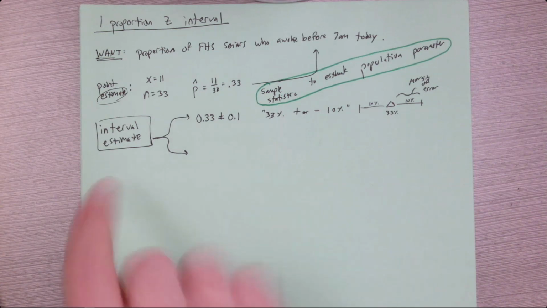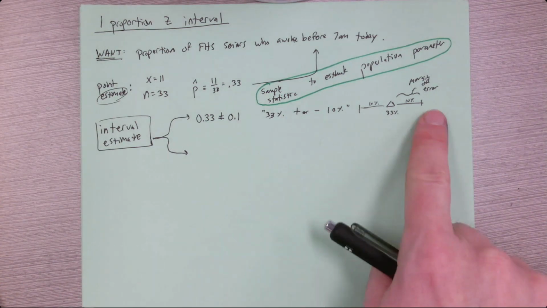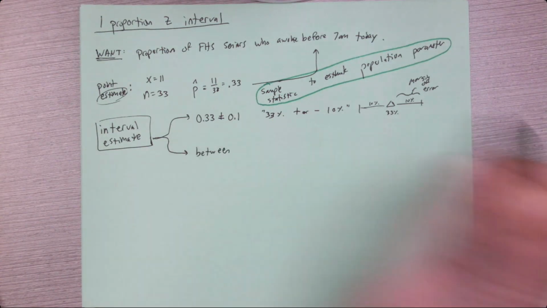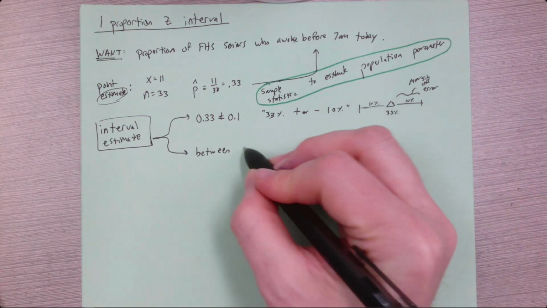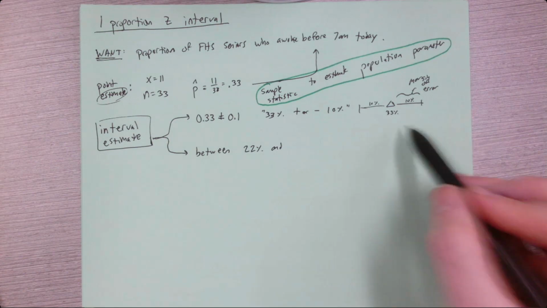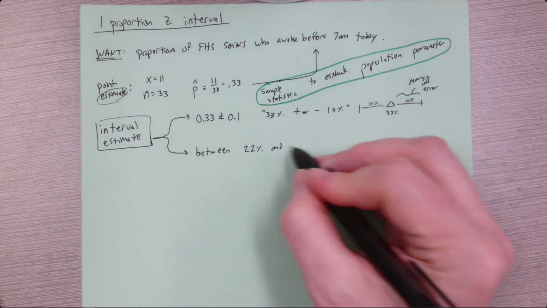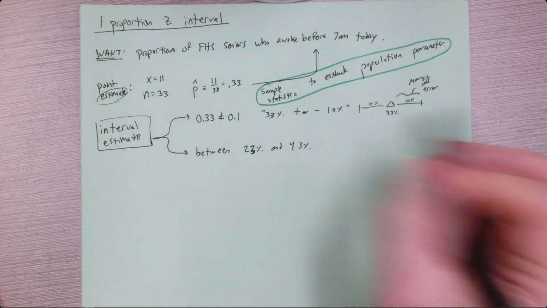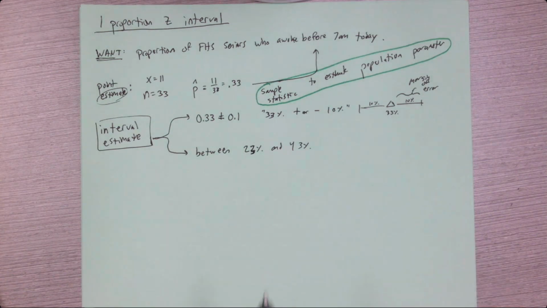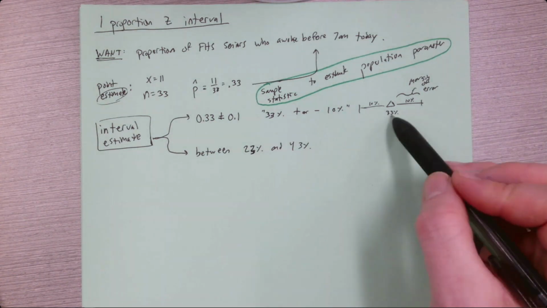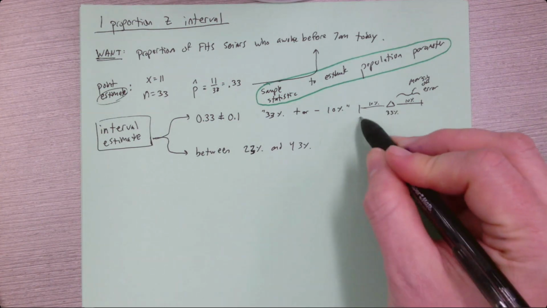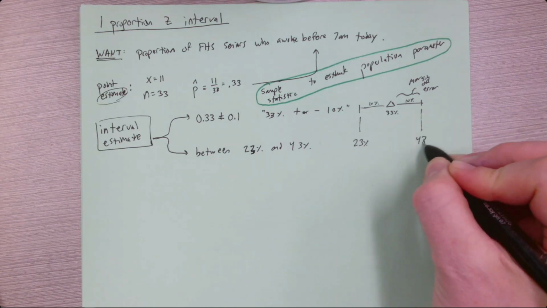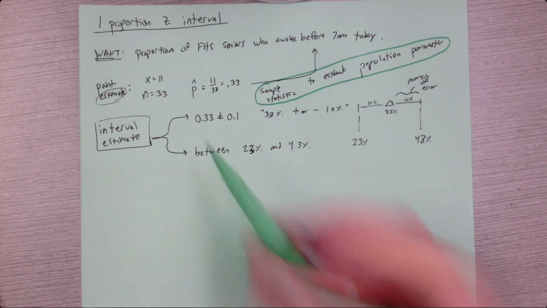The other way of reporting an interval is giving the kind of lowest value and the highest value of the interval. So we would say between, here 33 minus 10% is 22%, and 33 plus 10% would be 43%. Oh, sorry. 23% and 43%. So this represents the same interval. It's just two different ways of describing it. One is the center, plus or minus a margin of error. The other is from a low value up to a high value. Okay, so that's an interval estimate.